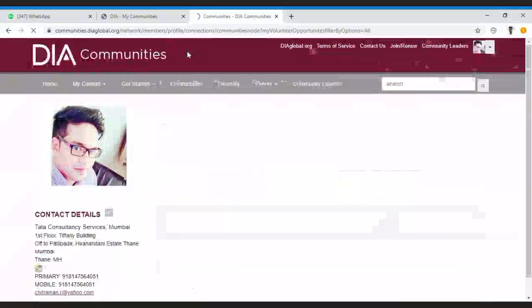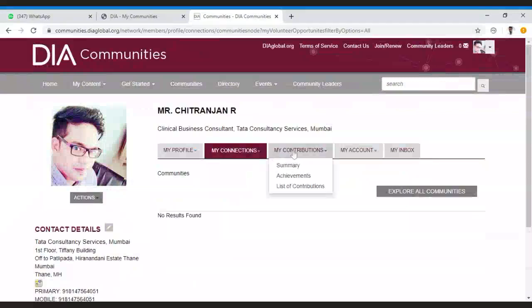I want to show this because this is very important, and if possible, take the membership of this. If you are taking the student membership, it will cost you almost 1,300 yearly, and if you are taking it as a professional, it will cost almost 3,000 rupees per year.